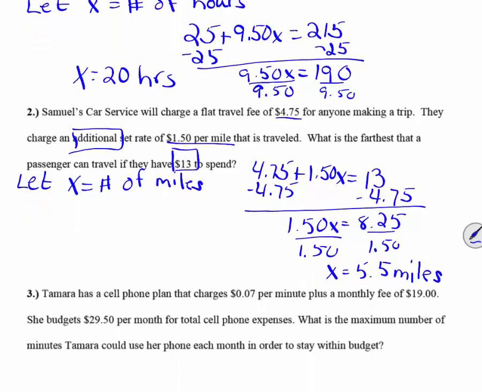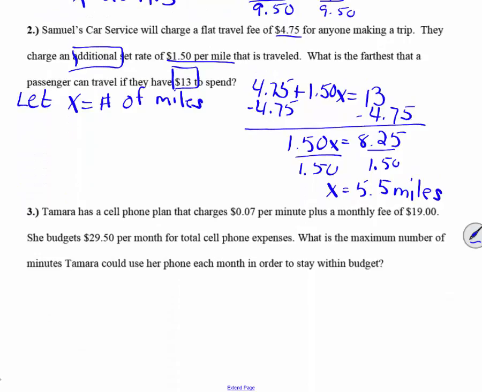Okay. Tamara has a cell phone plan that charges 7 cents per minute plus a monthly fee of $19. She budgets $29.50 per month. What is the maximum number of minutes? So here's my question, maximum number of minutes. So let X equal the number of minutes.